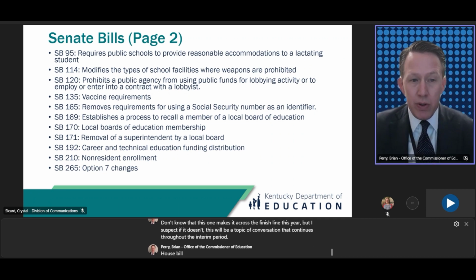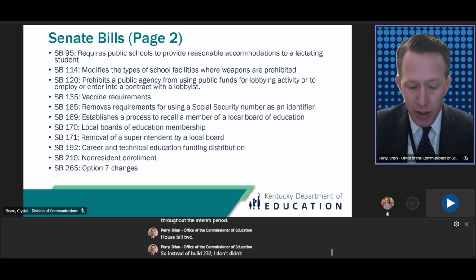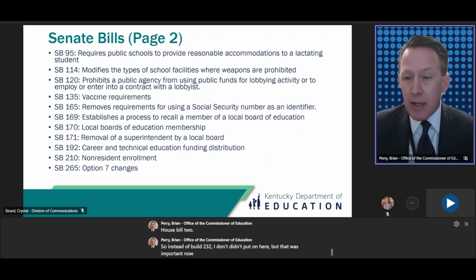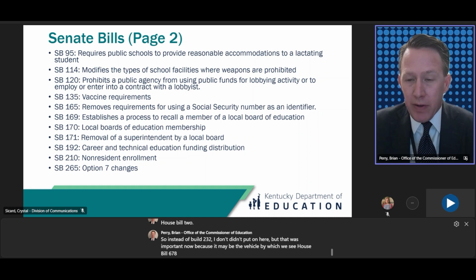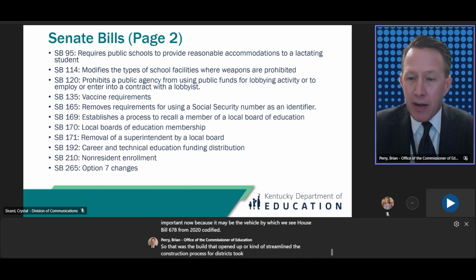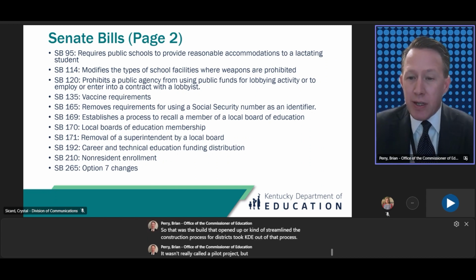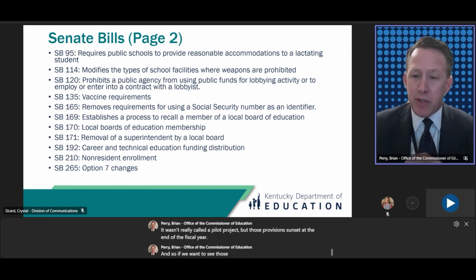Senate Bill 232, I didn't put on here, but that one's important now because it may be the vehicle by which we see House Bill 678 from 2020 codified. So that was the bill that opened up or kind of streamlined the construction process for districts, took KDE out of that process. It wasn't really called a pilot project, but those provisions sunset at the end of the fiscal year. So if we want to see those continue as stakeholders, we will need some legislation.